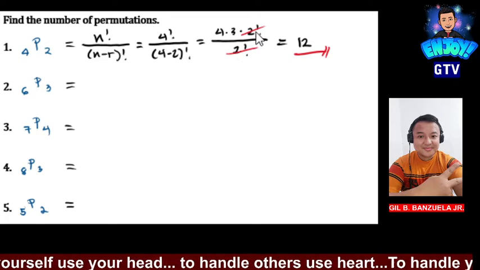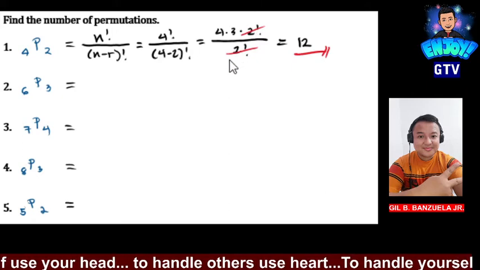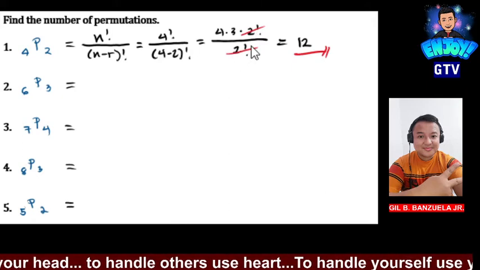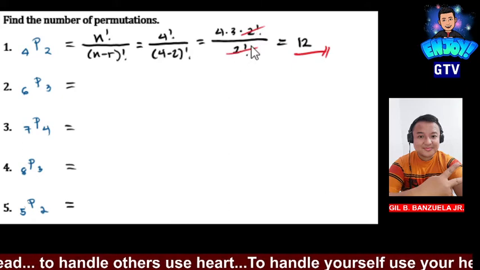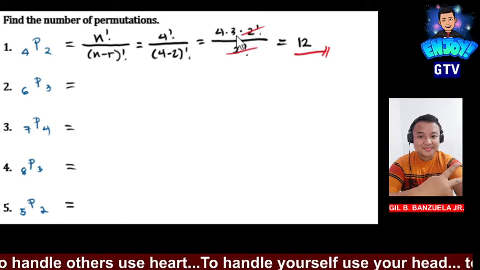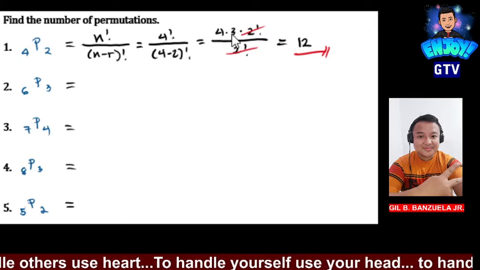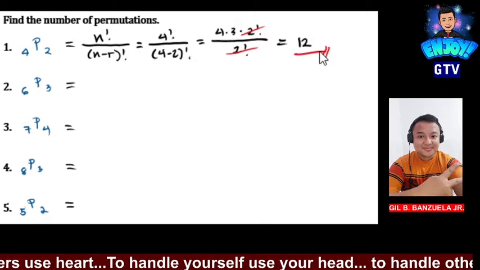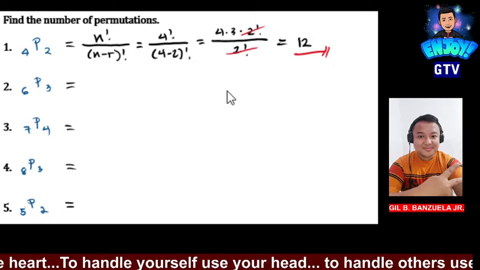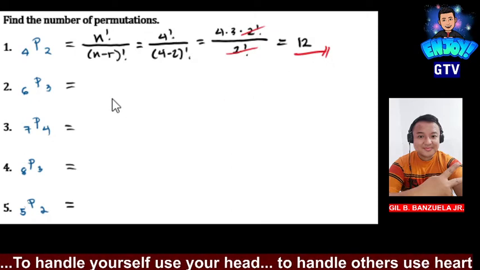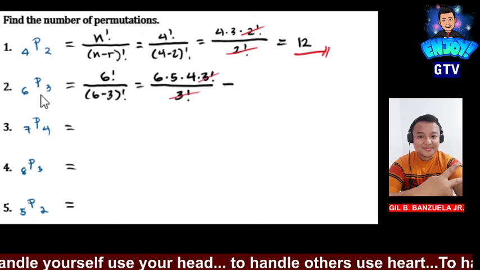So in that note, we're going to eliminate 2 factorial and another 2 factorial on the denominator via cancellation. Then what is left is 4 times 3, which is equivalent to 12. I hope that is clear. For number 2, let's do the same. Again, our n is 6.